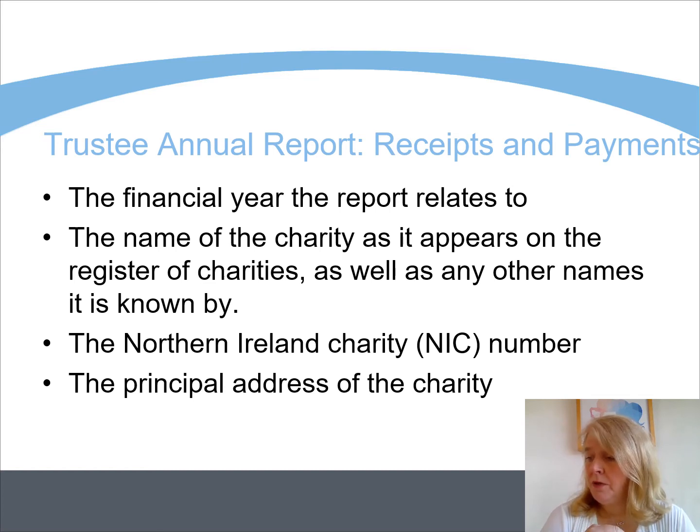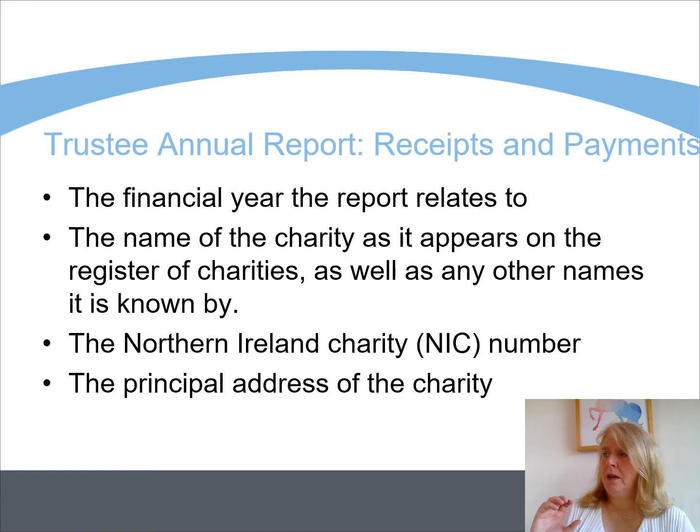The first document that you need is a trustee annual report, and there's a particular format for that when you're completing a receipts and payments account. So you need the financial year that the report relates to. You need the name of the charity as it appears on the register, as well as any other names, and the Northern Ireland charity number, and the principal address of the charity.